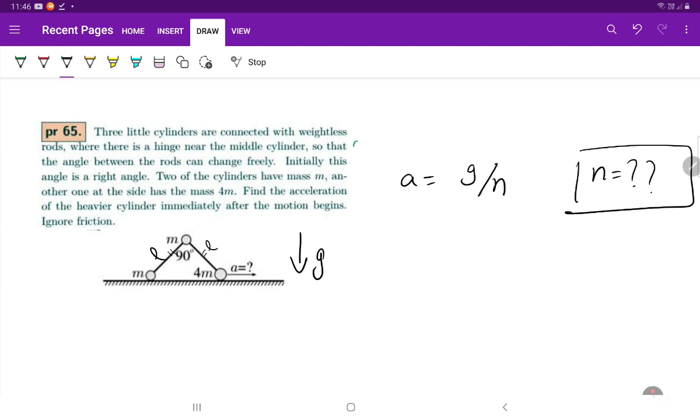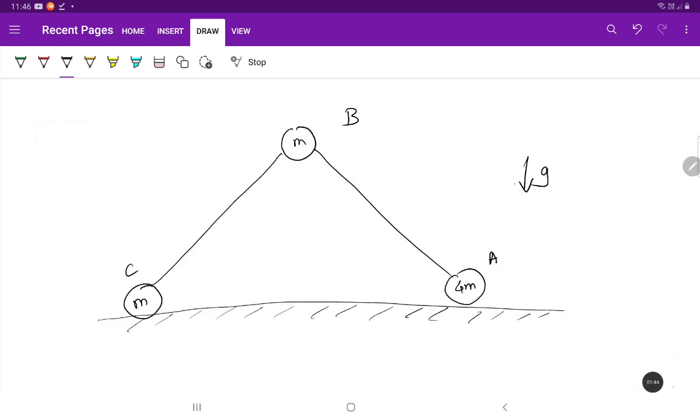Okay, so let's get started. I have taken this figure in a new page, the same figure. Now let us assume that the acceleration of A should be horizontal by the constraint due to the floor. So let the acceleration of A be A i cap, pointing towards the right hand side direction.